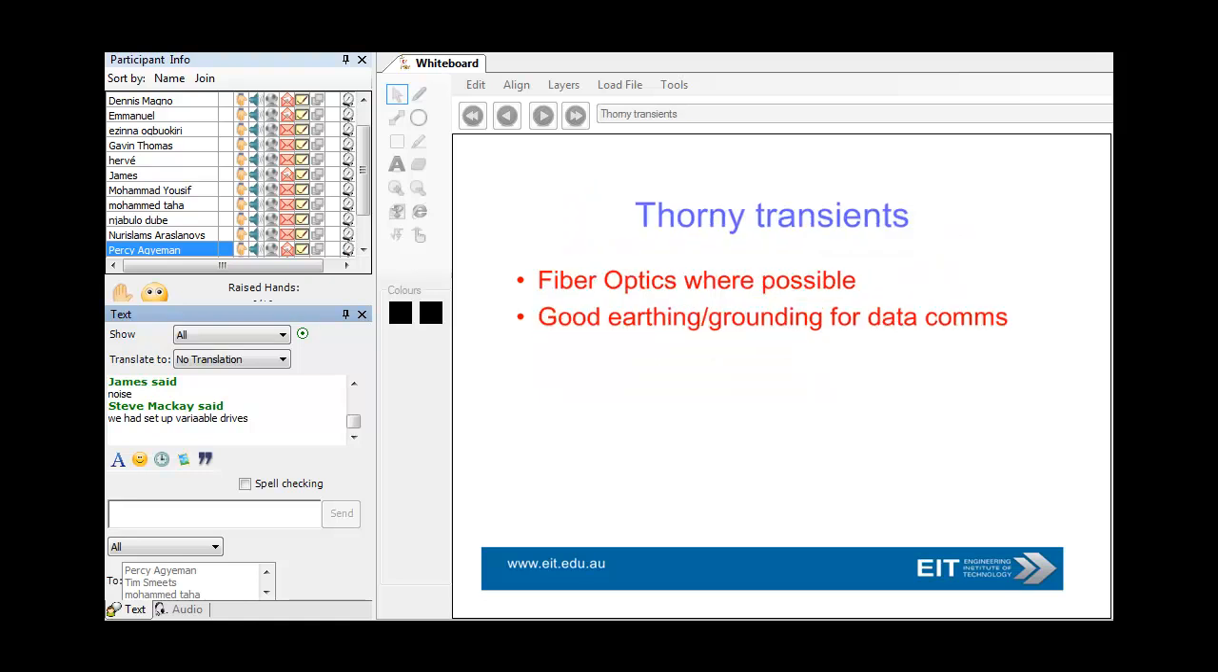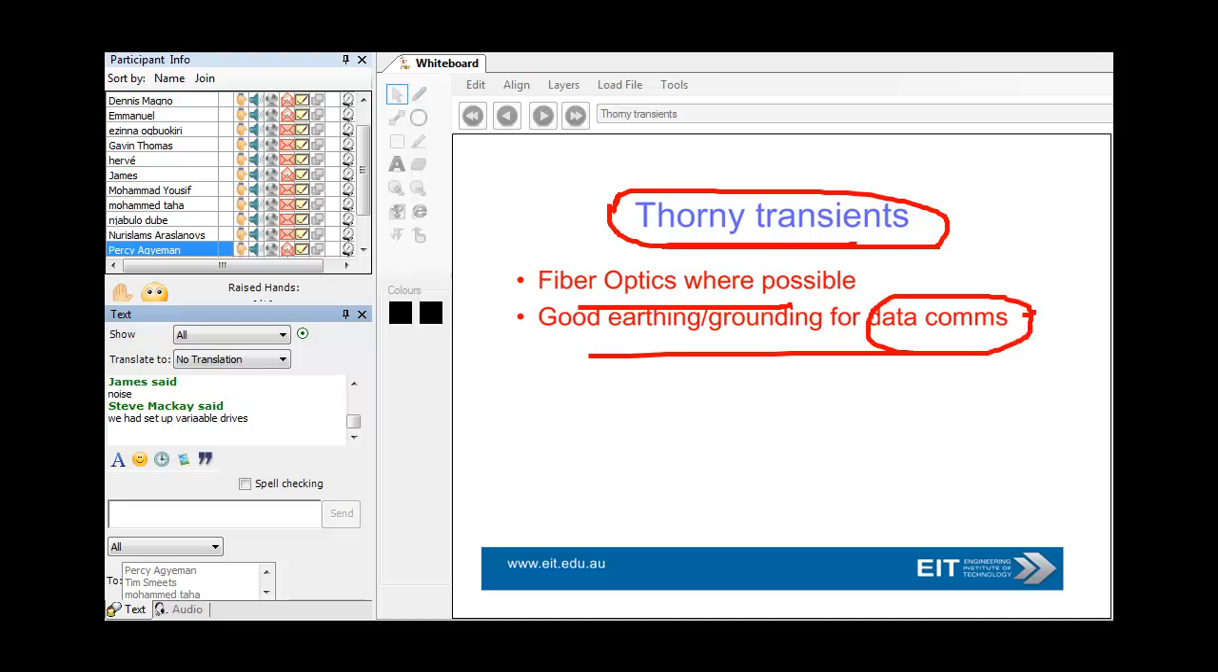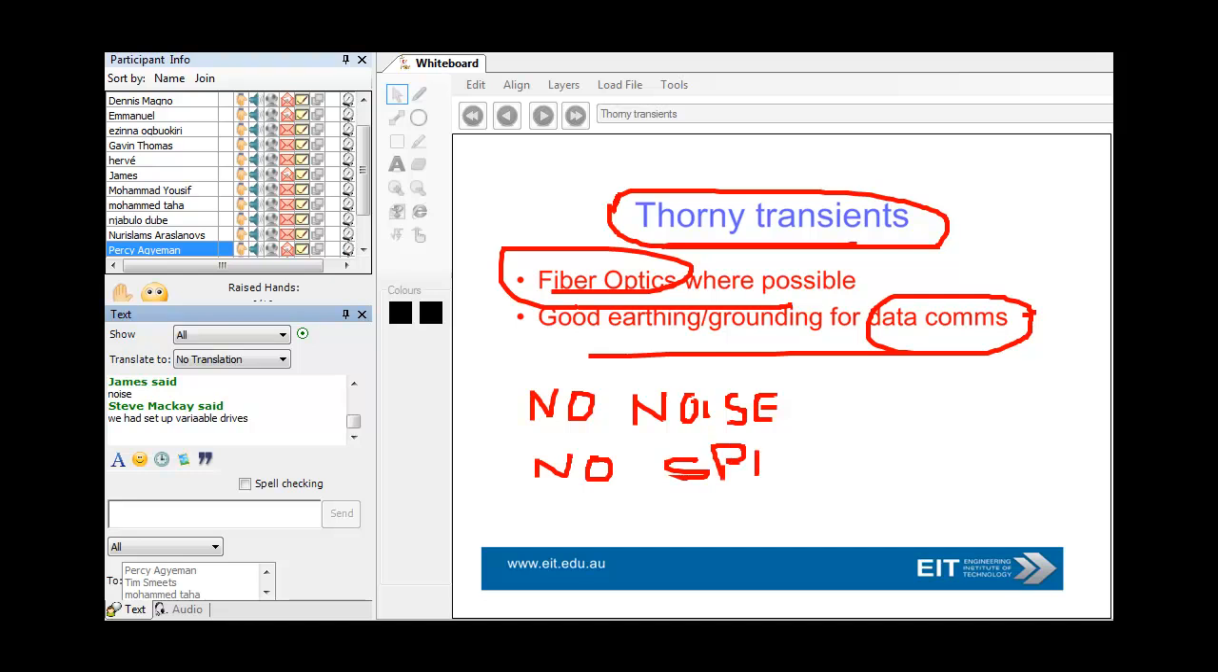Transients, as Gavin mentioned early on, are a real problem. Fiber optics where possible, good earthing for your datacom systems, but also try and use fiber optics. Fiber optics gives you two solutions. One is no noise, because you can't get noise in a fiber system. And the other great thing is no spikes, no transients. Quite a good system. So no electrical noise, so not copper, and no spikes.